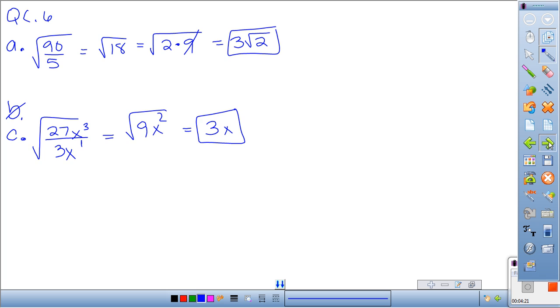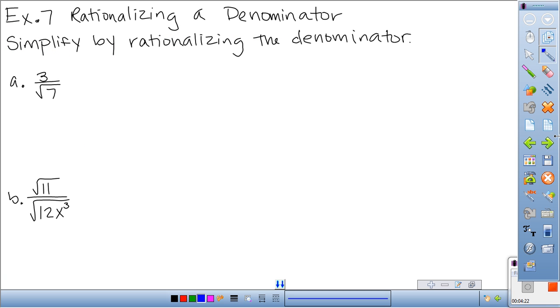All right, now let's go on to look at our very last example, example 7. This is rationalizing a denominator. When you rationalize a denominator, basically take your calculator, find the square root of 7. It gives you a crazy number. The square root of 7 is 2.64575131. It's a totally irrational number.